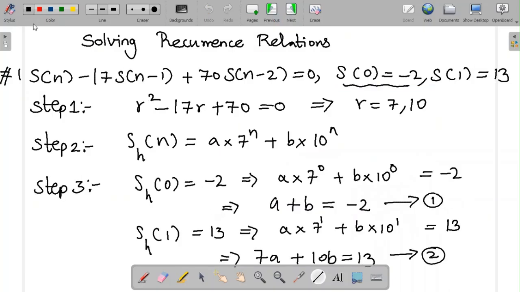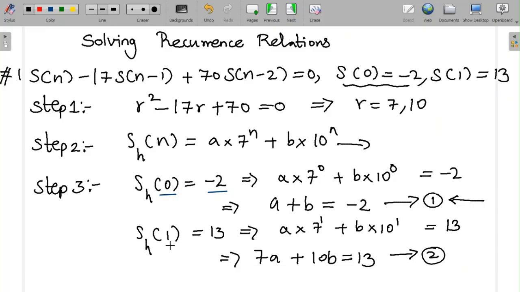The question says, if n is 0, the sequence takes the value minus 2. Therefore, we replace n by 0 throughout this answer and get one equation. a times 7 power 0 plus b times 10 power 0 is negative 2, which means a plus b is minus 2. That's equation 1. Similarly, we also know that if n is 1, S of n takes the value 13. So when you replace n by 1, we have a times 7 plus b times 10 equal to 13. So 7a plus 10b is equal to 13.